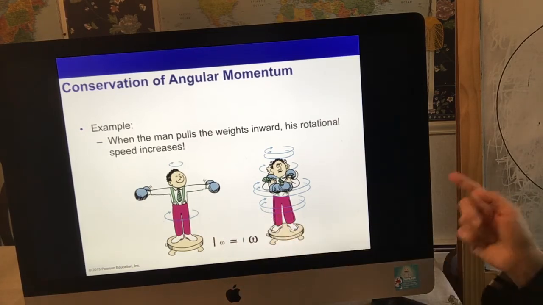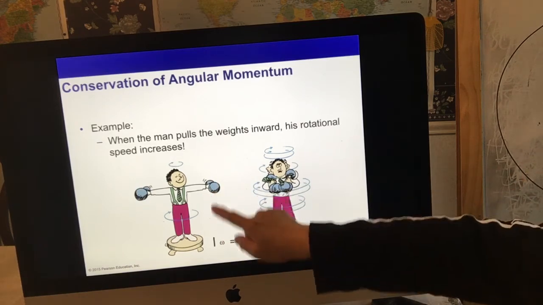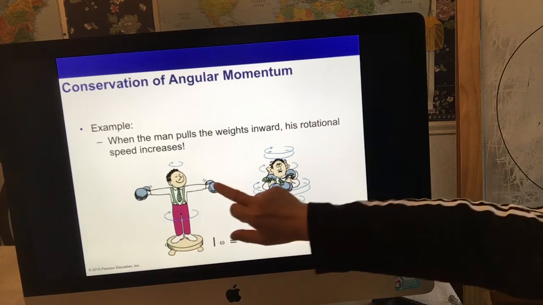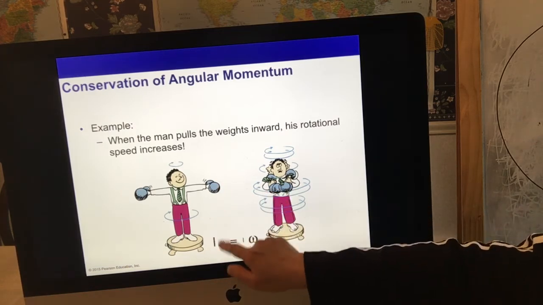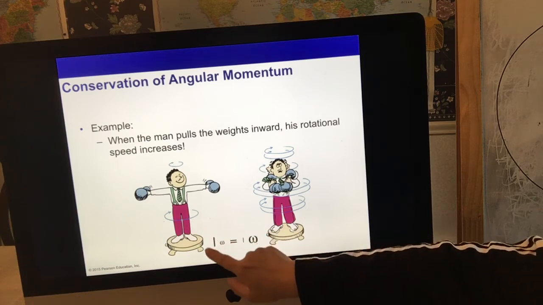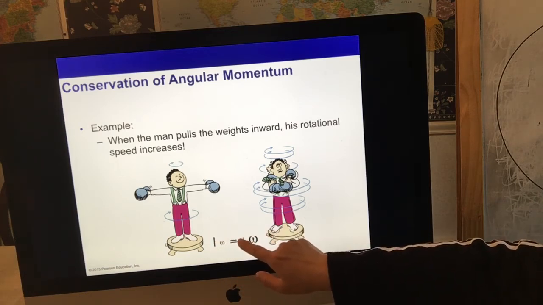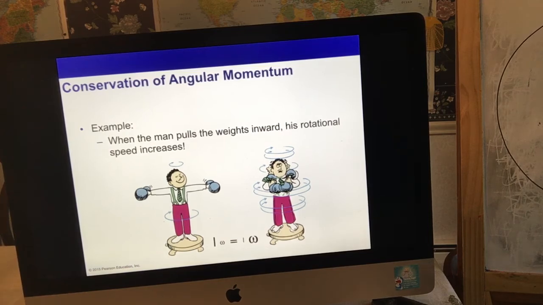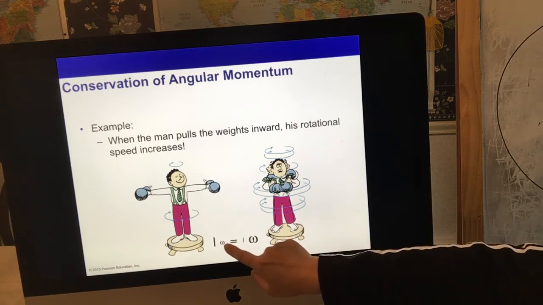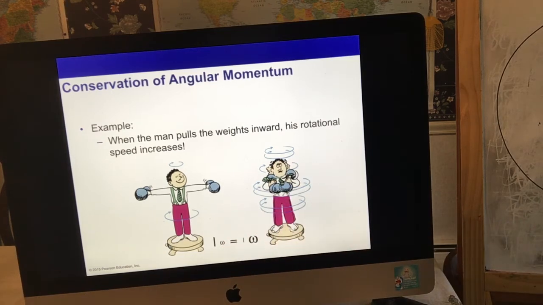Initially, when he extends the weights outward, remember the rotational inertia depends on two things: one is the mass, the second is the mass distribution. When he extends the weights outward, the rotational inertia is bigger than when he pulls the weights inward. So we see a big I here and a small I here. Since the angular momentum is conserved, the angular velocity in the first case is smaller, and that's why his rotational speed increases. This also applies to figure skaters.